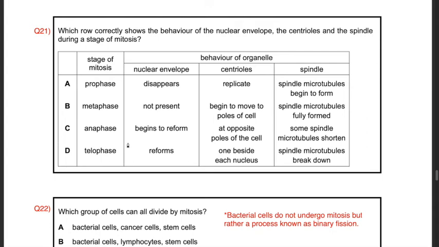Centrioles, one beside each nucleus. Yes, that is also correct because there will be one nucleus at each pole, and at each pole there is one centriole. Hence, that is correct. Spindle microtubules break down. Yes, that is also correct because the function of the spindle has been carried out and it is no longer required. Since telophase is the last stage of mitosis, spindle microtubules will obviously start to break down as the separation of chromatids has been done. Hence, the answer is D.